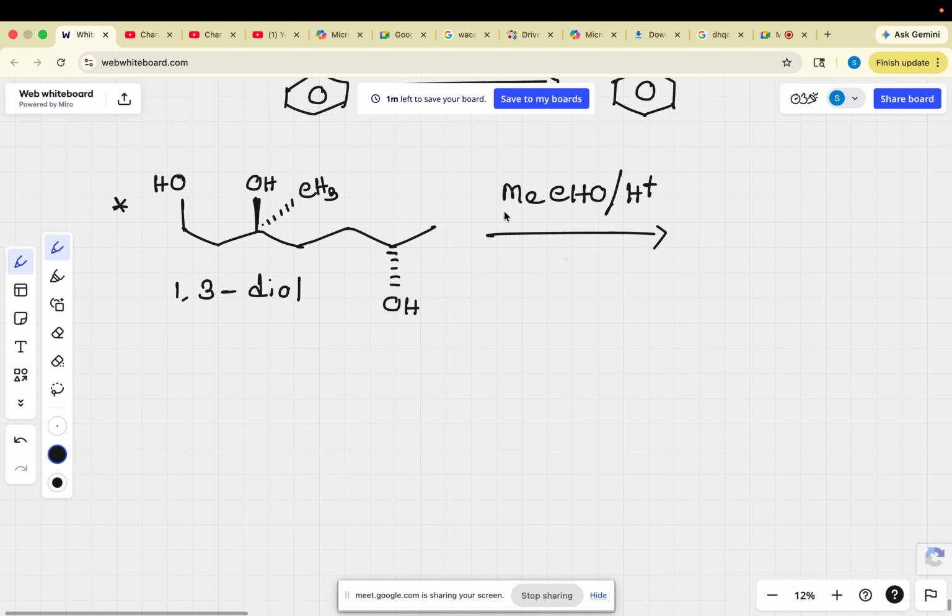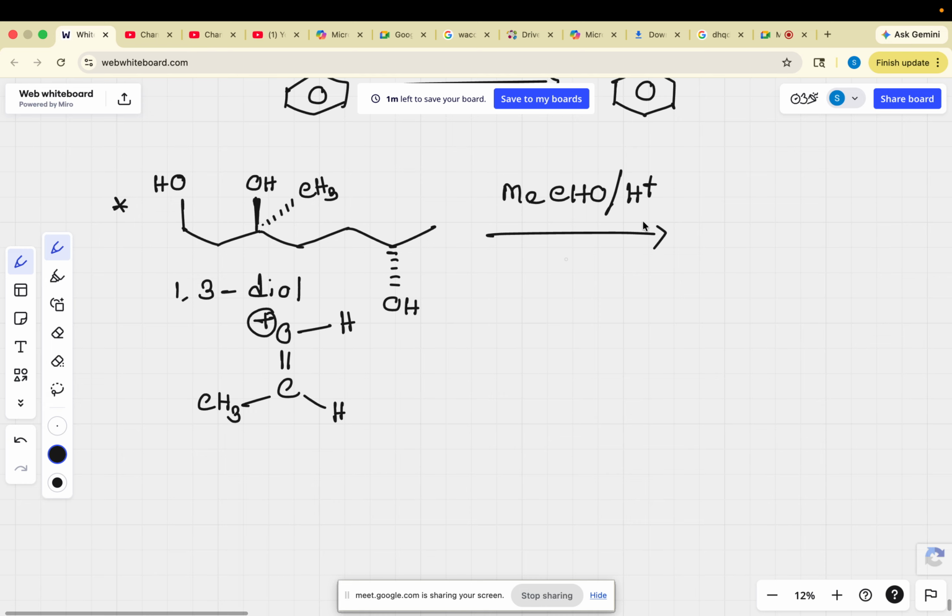1,3-diol. What is the reagent you are using here? Acetaldehyde in presence of H plus, right? So acetaldehyde, CH3 C double bond O H. In presence of H plus, what will happen? It will be protonated, right? The reagent will be protonated.